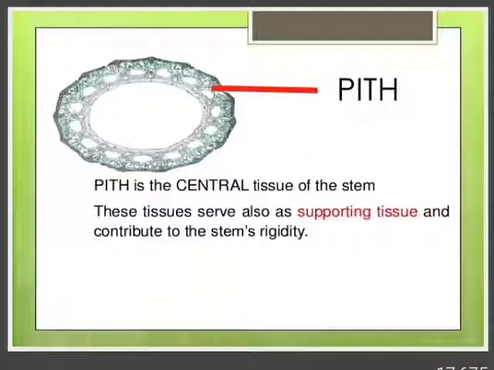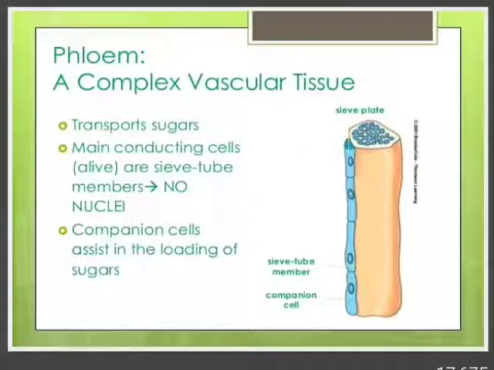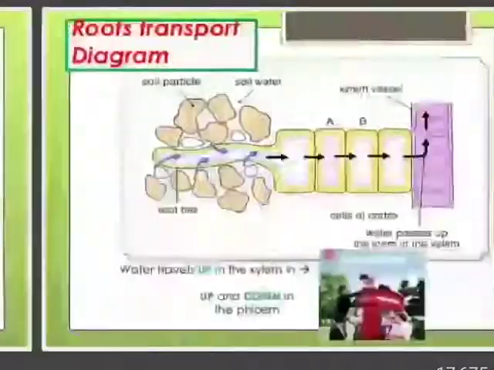This is the pith. Pith is the central tissue of the stem. This tissue is also a supporting tissue and contributes to the stem's rigidity. Phloem, a complex vascular tissue, transports sugars; the main conducting cells are alive. Sieve tubes are present, and in the phloem the companion cell assists the loading of sugars.